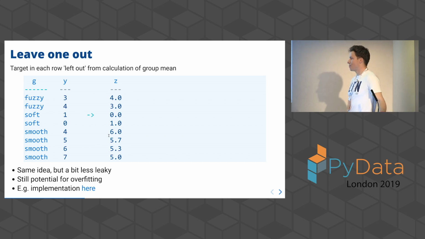So it's better. You're not directly leaking the target into each observation, but in practice, especially with machine learning models that are quite flexible, you still end up overfitting.